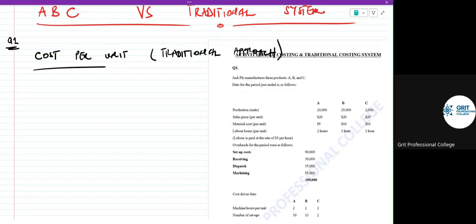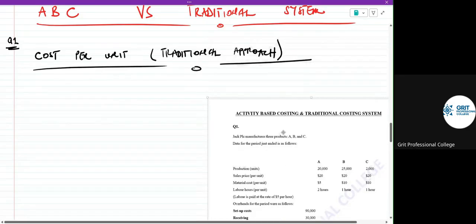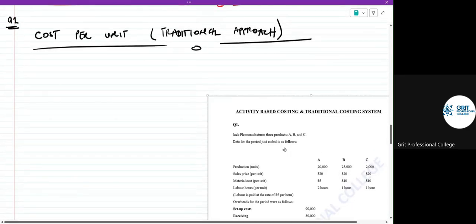When we are done, please just take past questions and try to see whether you can make something out of it. Right, so we have three products, A, B, and C.